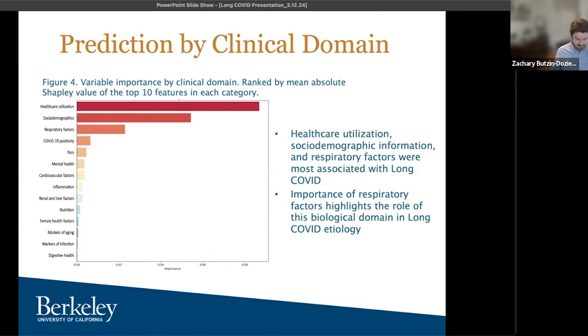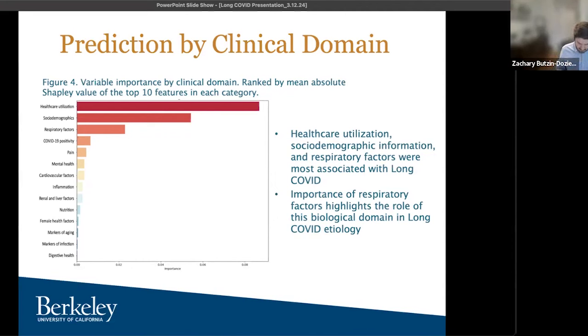So that's one hypothesis: if you go to the doctor more often, you're more likely to get diagnosed with anything, but then you're also more likely to get this type of more nuanced diagnosis.